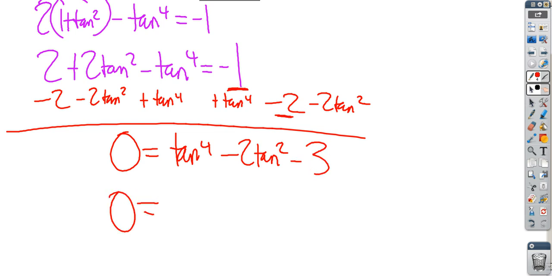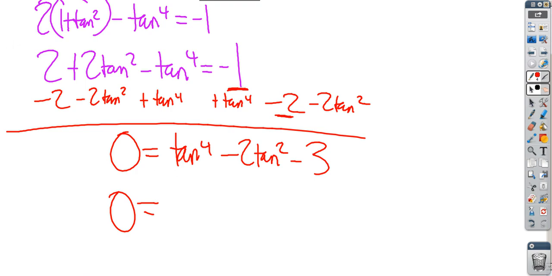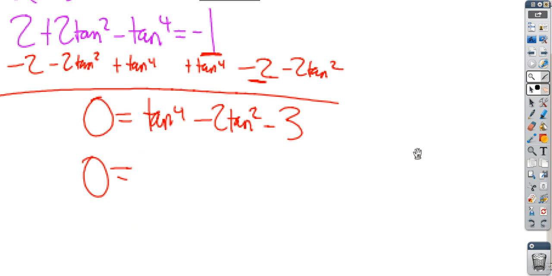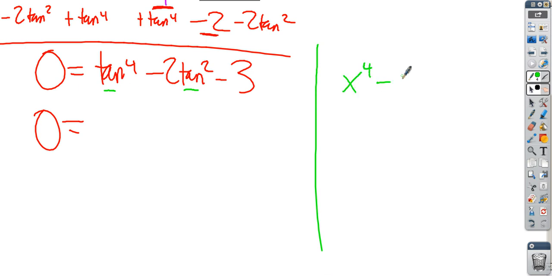Okay, so we started with technique 5, using a Pythagorean identity, and I told you that a lot of these will be multiple techniques. Now the next thing is going to be technique 4, factoring a trinomial. And you can see this kind of looks like a trinomial. If you're not clear on why that's true, then replace any tangent that you see with an x. So tan to the 4th would be like x to the 4th, 2 tan squared would be like 2x squared, and minus 3 would be -3.